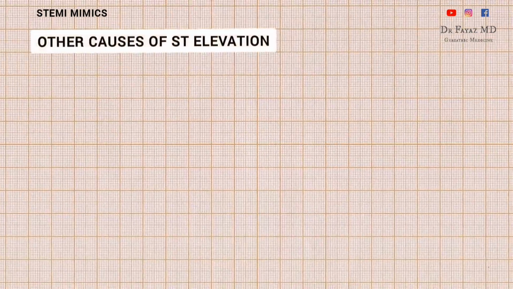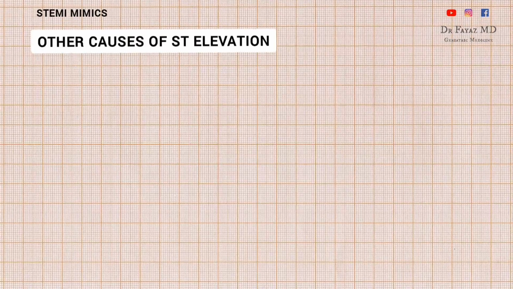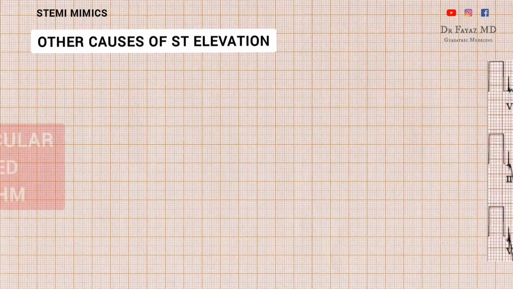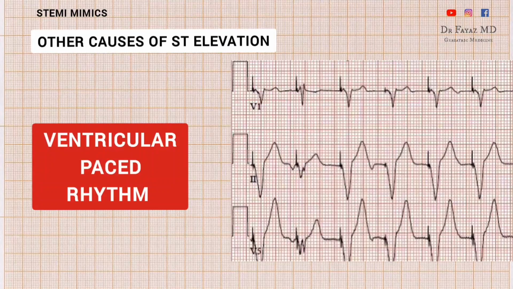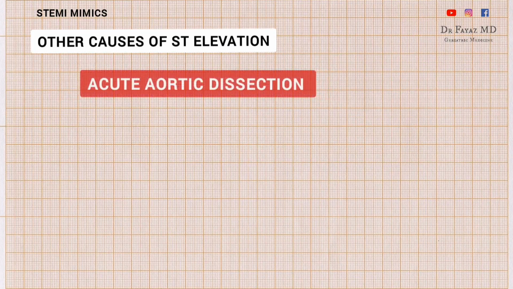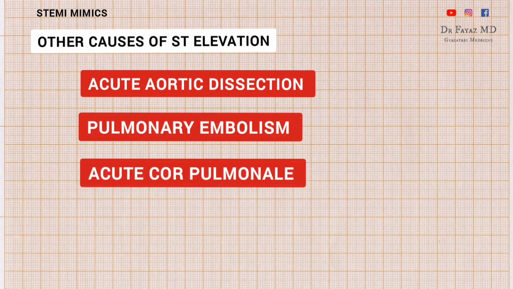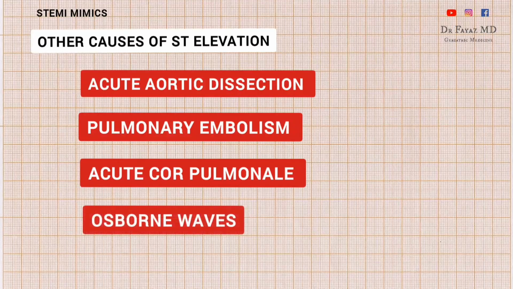Apart from these differentials, there are also some other causes for ST elevation in the ECG. They are left bundle branch block, ventricular paced rhythm with pacing wire in the right ventricle, acute aortic dissection. This classically causes inferior wall changes due to right coronary artery dissection, pulmonary embolism, acute cor pulmonale, J waves or Osborn waves due to hypothermia or hypercalcemia.